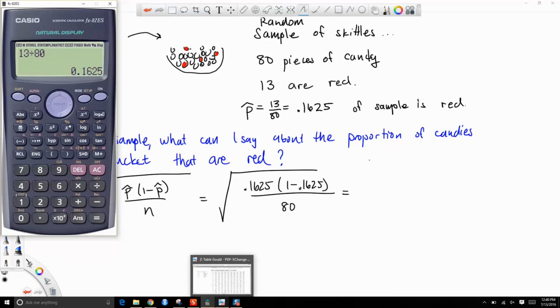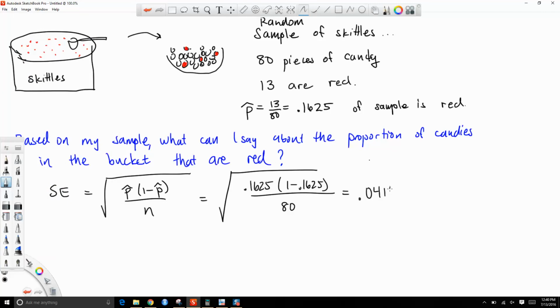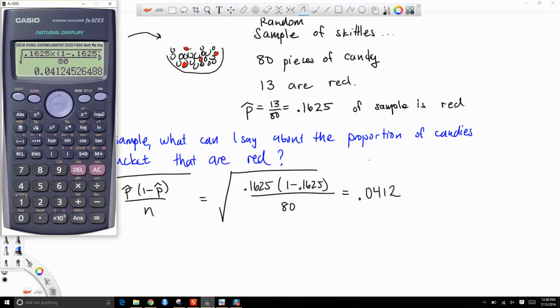Square root, okay, so we're going to do 0.1625 times 1 minus 0.1625 divided by 80. Oh, syntax error. Of course, close off your parentheses. Very important. 0.0412. Okay, that's my standard error.